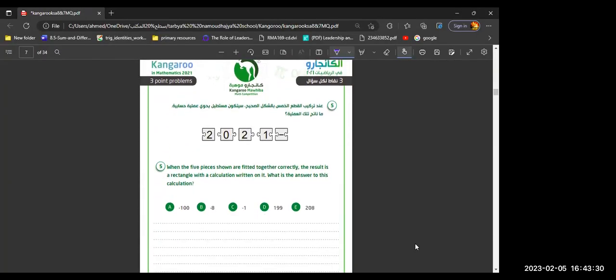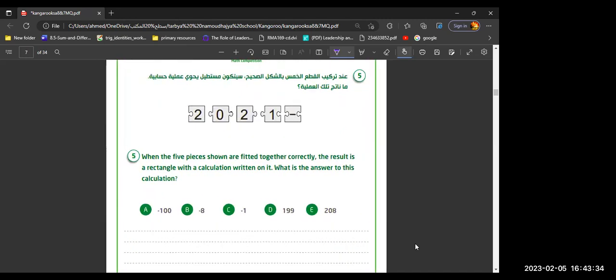Okay, this is a puzzle. These are 5 pieces of puzzles. When the 5 pieces shown are fitted together correctly, the result is a rectangle with a calculation written on it. What is the answer to this calculation?